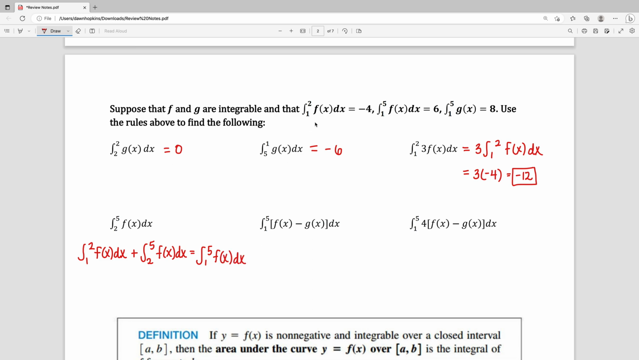We are given that the integral from 1 to 2 of that f function is going to be -4. What we don't know is this middle part here. And then we're also given that the integral from 1 to 5 of that f function is going to be 6. So -4 plus this missing value equals 6. Just solve it like you would an algebra problem. Add 4 to both sides. And you'll find that the integral from 2 to 5 is going to be equal to positive 10.